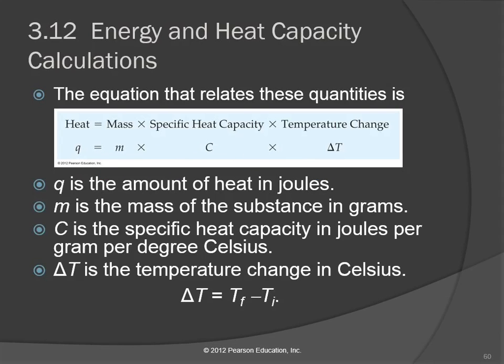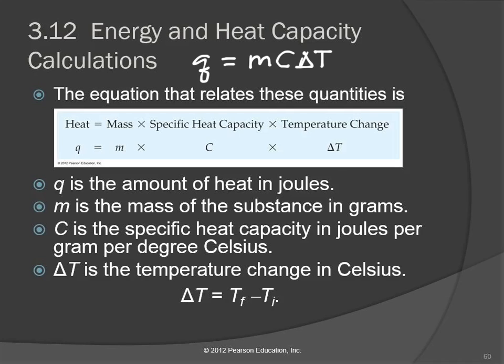So it's all spread out there. It's a little hard to see. Let's see if I can write it up here. Q equals mc delta T. That delta looks a little bit like an A, and so some students remember this by saying Q equals mcat.